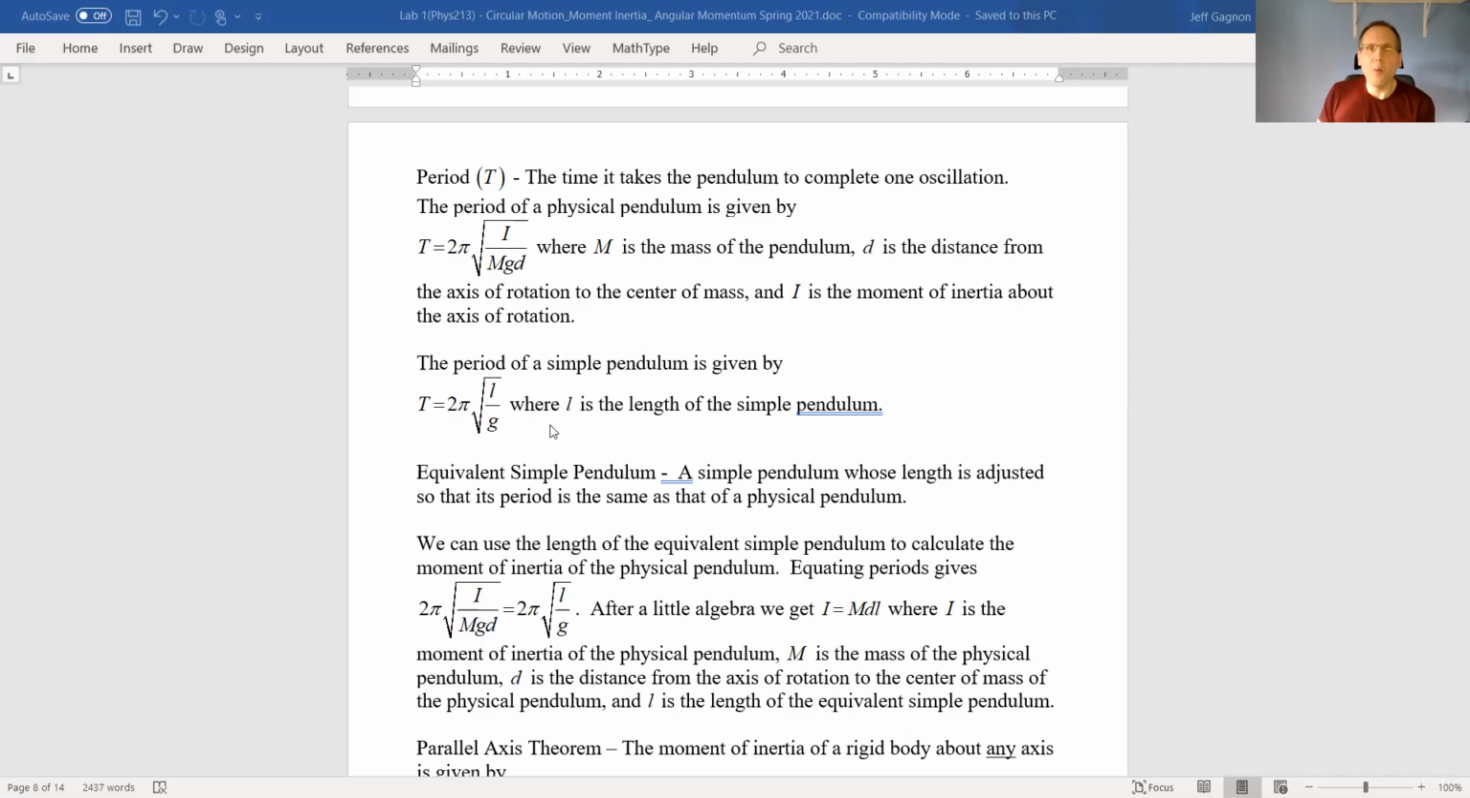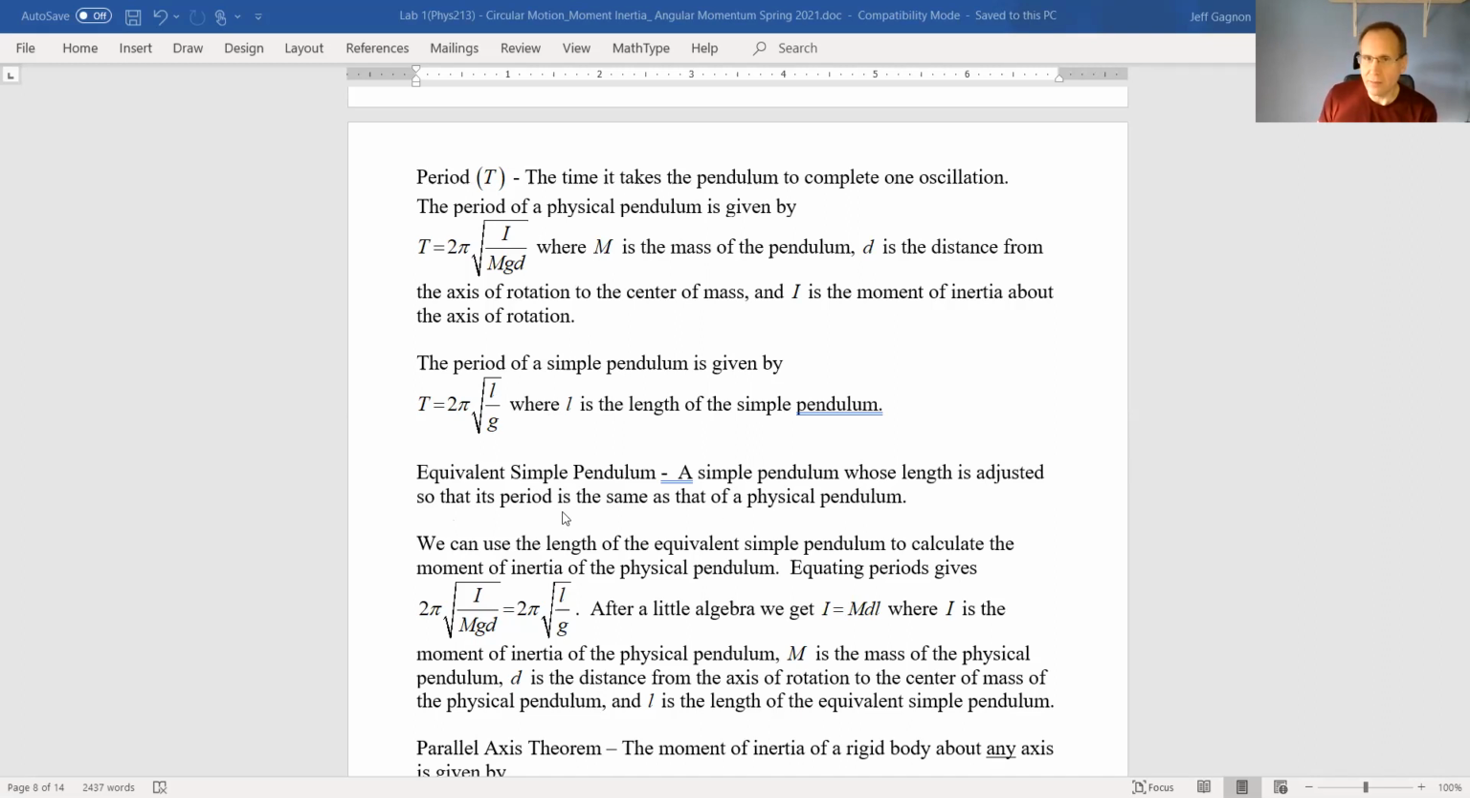Okay, so why am I mentioning all this? Well, we're going to use these ideas of the period of a physical pendulum and a simple pendulum to solve for the moment of inertia of that aluminum stick about certain points of rotation, about its axis of rotation. So how do we do that? Well, first, we have to know there's another term here. It's called an equivalent simple pendulum. This is simply a simple pendulum whose length is adjusted so that its period is the same as that of the physical pendulum.